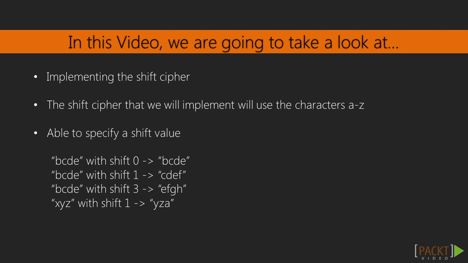And in the last example, if we have X, Y, Z with a shift of 1, you can see it does a wraparound and Z becomes A. So let's look at how to implement this and let's get started.